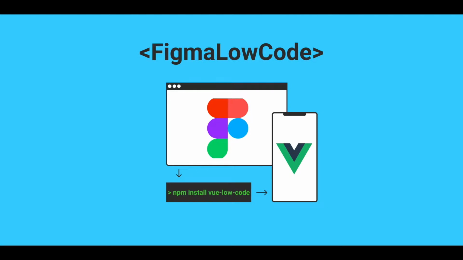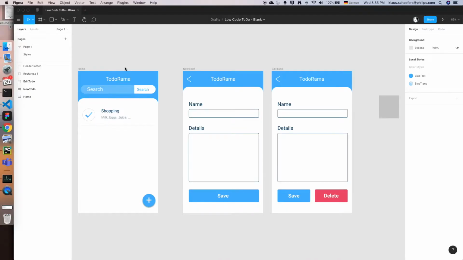In this tutorial I will show how to create a simple prototype with Figma and Vue. The first thing that I did was to create a new prototype in Figma. It consists of 3 screens. The first screen allows you to see your to-dos, the second screen allows you to create a new to-do, and the third screen allows you to edit an existing to-do.